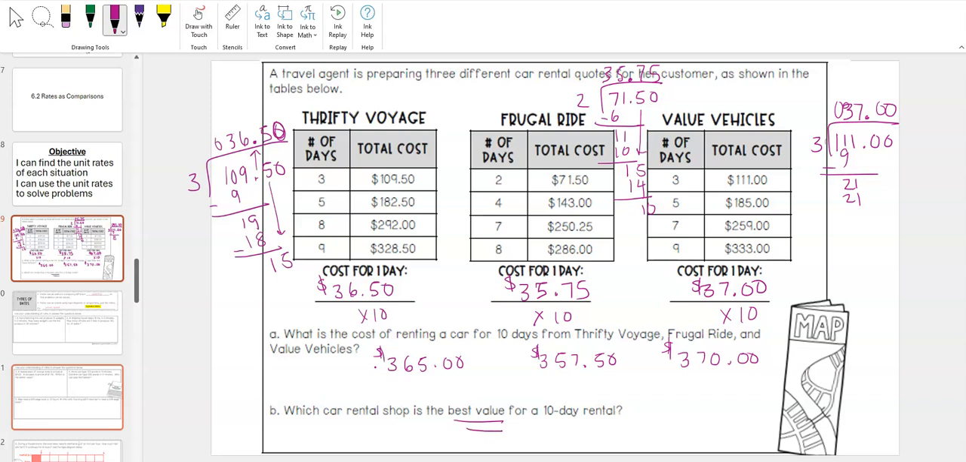Well, it would be the cheapest one, which is Frugal Ride. And it was cheaper per day anyways. $357.50 for 10 days. The only way that we could tell which one was the best deal was by finding a value of 1. If I compared my 2-day one to my 3-day one, it wouldn't quite make sense. Yes, this is smaller, but it's also less days. So by finding it for 1 day, it's easier to compare.